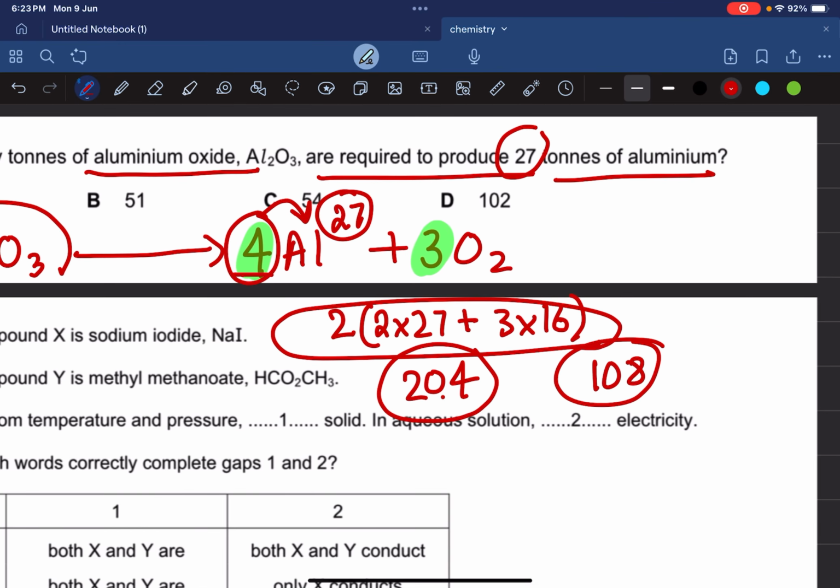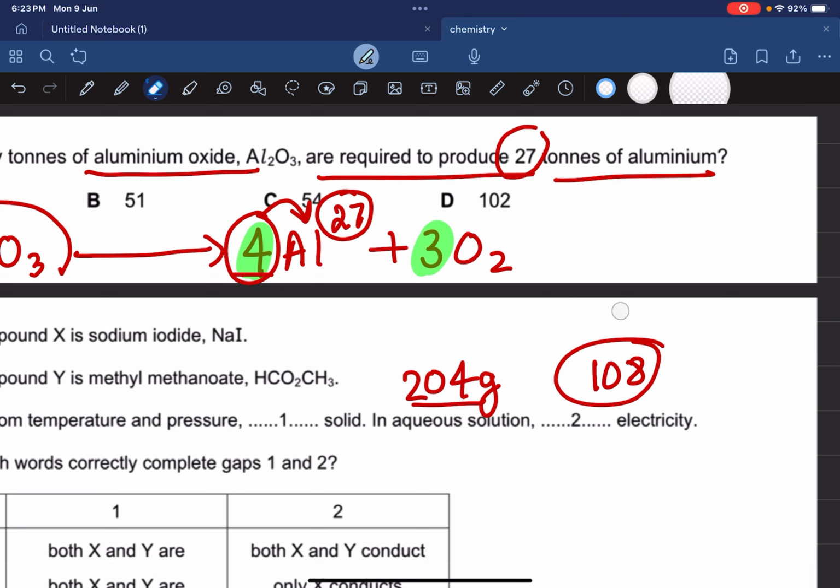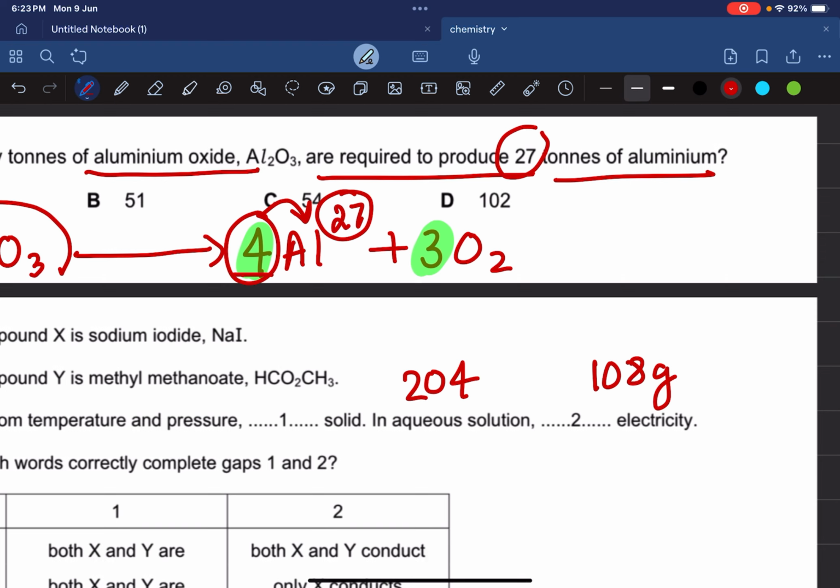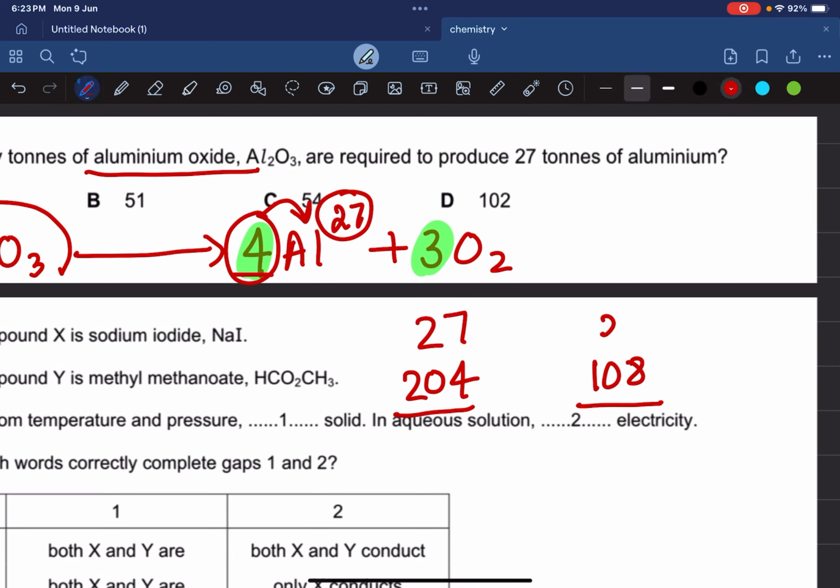So 204 grams of aluminum oxide produces 108 grams of aluminum. You can take it in tons as well. This can be in tons, kilograms, anything. So now I take it in tons because I have it in tons. I will just think that 204 tons produce 108 tons. If you take it in grams, 204 grams produce 108 grams. If you take it in kilograms, 204 kilograms will produce 108 kilograms. So now, 27 tons of aluminum oxide will produce X tons of aluminum.